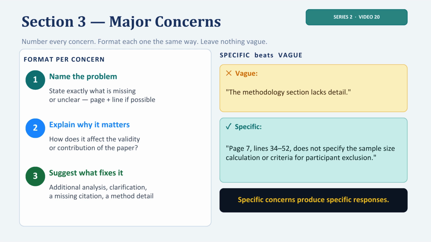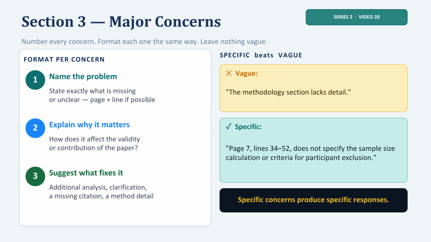Major concerns are the core of the review report. Each concern receives a number. Numbered concerns make the response task manageable for authors. They address 1, 2, 3 in sequence, and make it easy for the editor and the reviewer to track what was resolved in the revision. Each concern follows a consistent structure. Name the problem. Explain why it matters for the validity or contribution of the paper. Suggest what would address it: additional analysis, a clarification, a missing citation, a methodological explanation.